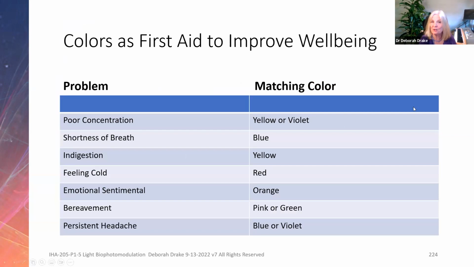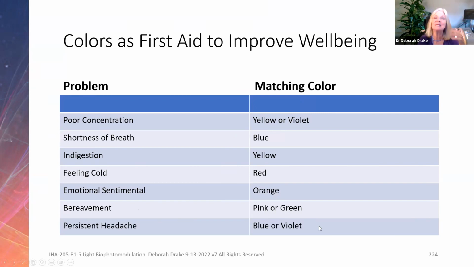For poor concentration, you'd use the violet for the liver, violet for the pineal, or the yellow to clean the liver. Shortness of breath, you're going to use blue light. In digestion, we're going to use the yellow in the liver. Feeling cold, the red light to warm you up. Feeling emotionally blue or sentimental, calm that emotion with the friendliness of orange. For bereavement and grief, you want the pink light of the highest color of roses, or the green light for the heart. For persistent headaches, we want to open up the crown chakra and the blue and violet light up there.